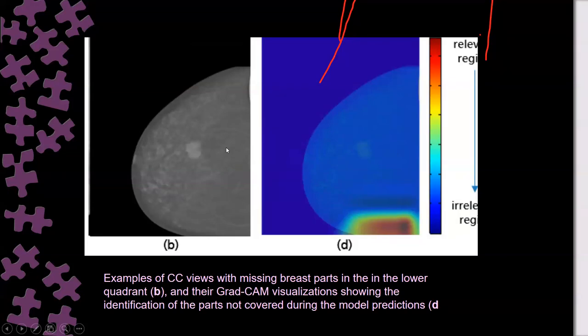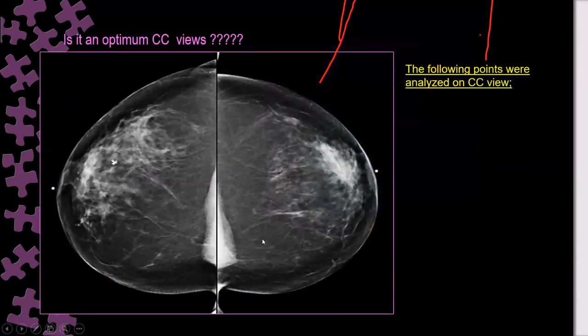And what about this one? Optimum or not optimum? Not optimum. Why? The medial portion is missed, and the nipple is excellent. There is something missing, very subtle, but the artificial intelligence demonstrated it. You see here, it highlighted that there is something missing, so we have to see it.